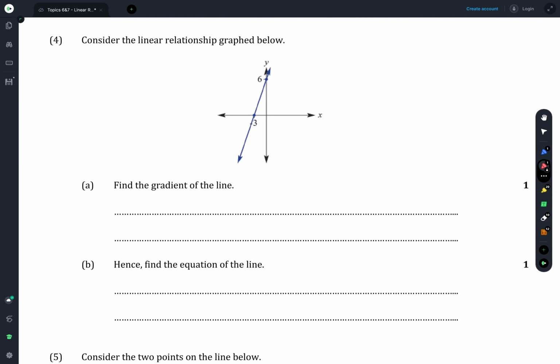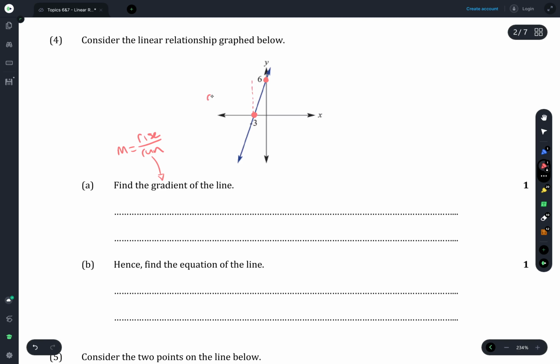Consider the linear relationship graphed below. First, we want to find the gradient of the line. As we know, the gradient is rise over run. So what I want to do is choose 2 points that are on this line and then see how far up I've gone and then how far across I've gone. So looking at this, we have these 2 intercepts. So starting at negative 3, and this is negative 3, 0, I can see that if I were to start at that left point, I've gone up.